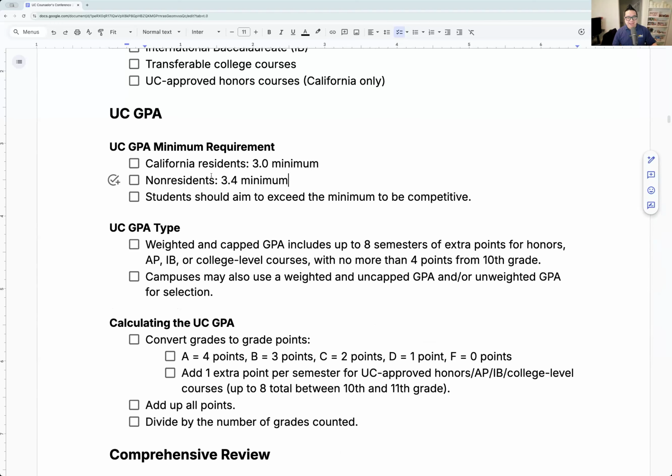So the UC GPA is weighted and capped. You get a total of 8 honor points over 10th and 11th grade, up to 4 points in 10th grade and up to 8 in 11th. What that means is if you did 4 in 10th grade, you can do 4 in 11th grade. If you did 0 in 10th grade, you can do all 8 in 11th grade. However, if you did 4 in 10th grade and only 2 in 11th grade, that's all you can share. You can only share 2. You can't go backwards, if that makes sense.